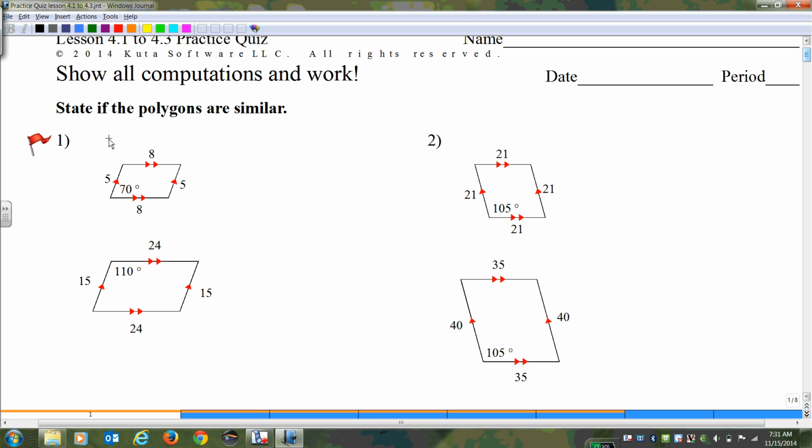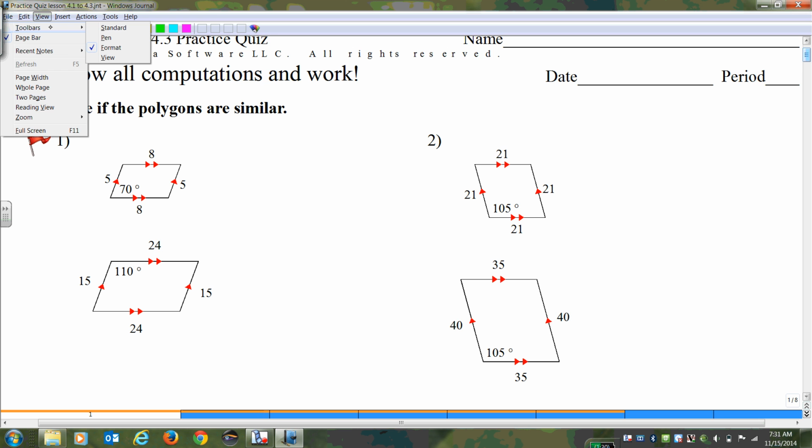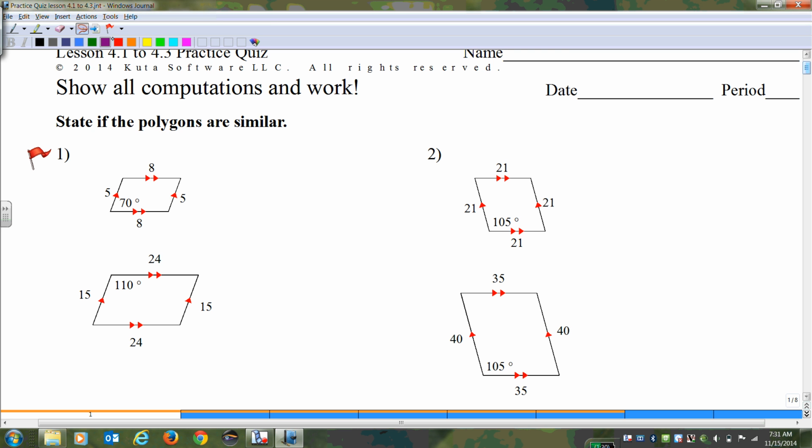Taking a look here, number one, it says that we want to state if the polygons are similar. And remember, for similar, you want to remember the acronym SCARE, S-C-A-R-E, which means similar shapes have congruent angles and ratios which are equal.